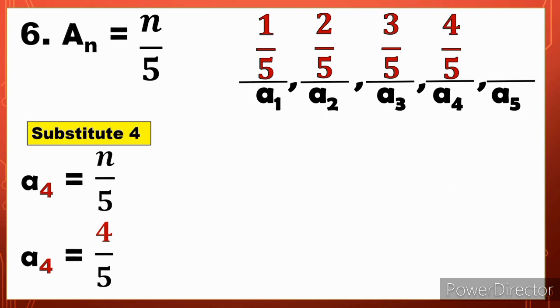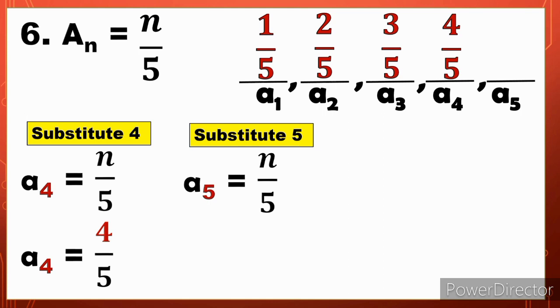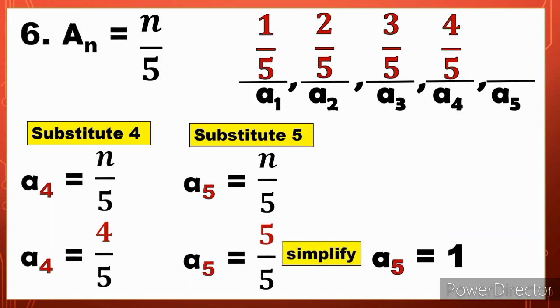And to find the fifth term, we substitute 5. Then now we have a sub 5 equals n over 5. So papalitan natin yung n ng 5, so it becomes a sub 5 equals 5 over 5. So we simplify 5 over 5, so it becomes 1. 5 divided by 5 is 1. Therefore, the fifth term is 1. So again, the first 5 terms of the given rule or equation, which is a sub n equals n over 5, is 1/5, 2/5, 3/5, 4/5, 1.